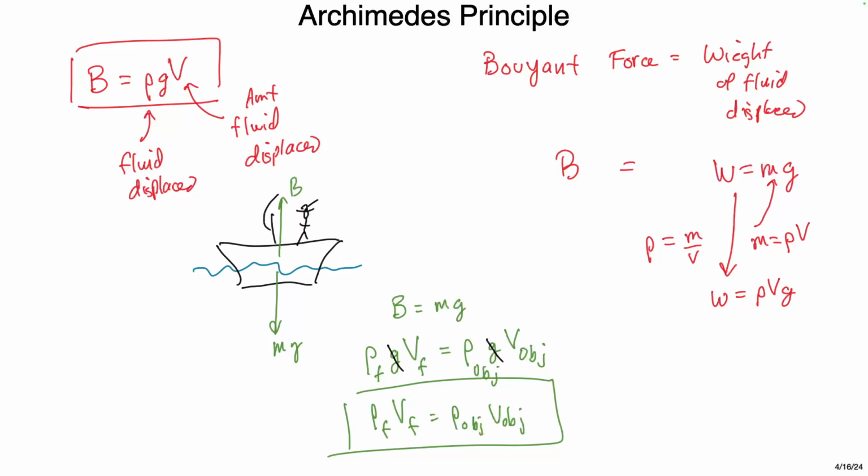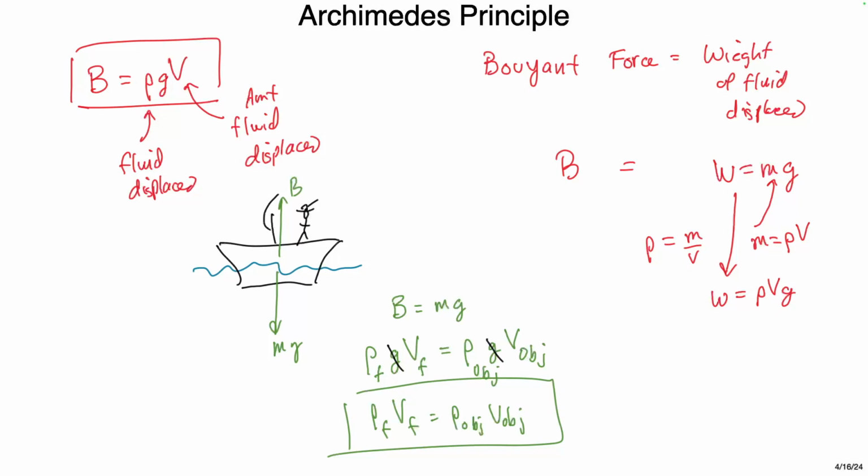But if we put something like a block of ice in the pool, ice has a density that's approximately 90% that of water. How much of the ice is going to be below the water? 90%. And only 10% will be above.